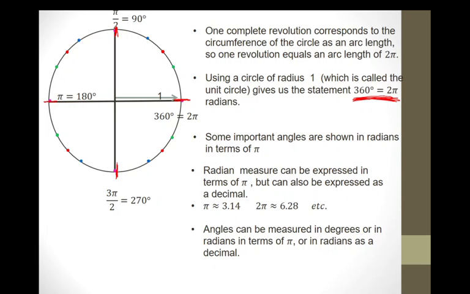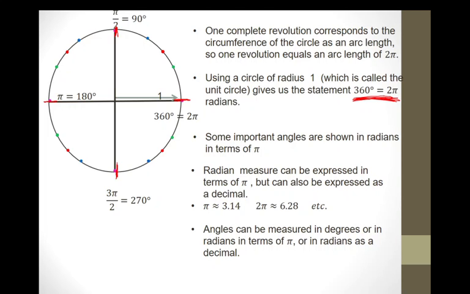Now, angles can be measured in degrees or in radians. How you're going to know is basically if there's a degree symbol, that is a degree measure. If there's no degree symbol, then it's automatically considered a radian. So it's important that you make sure you write down your degree symbols. When you label your answers, if it's a degree measure, it better have a degree symbol. If not, it's considered a radian.